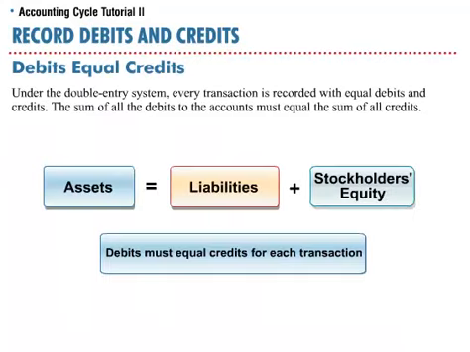Each transaction affects two or more accounts to keep the basic accounting equation in balance. For example, if assets increase, liabilities or stockholders' equity must also increase. It also follows that for each transaction, the debits must equal credits in the accounts. The equality of debits and credits provides the basis for the double entry system of recording transactions. Under the double entry system, every transaction is recorded with equal debits and credits. The sum of all the debits to the accounts must equal the sum of all the credits.